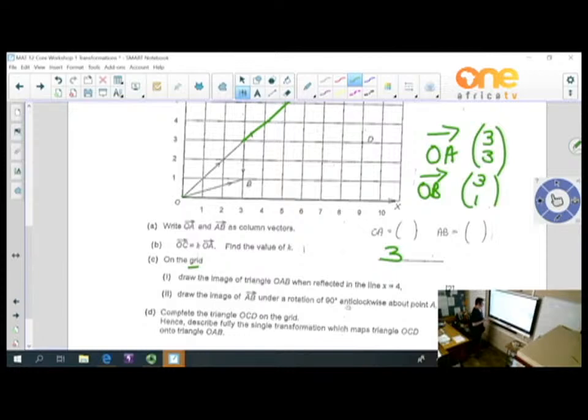On the grid, draw the image of triangle OAB when I reflect it in the line x equals 4.